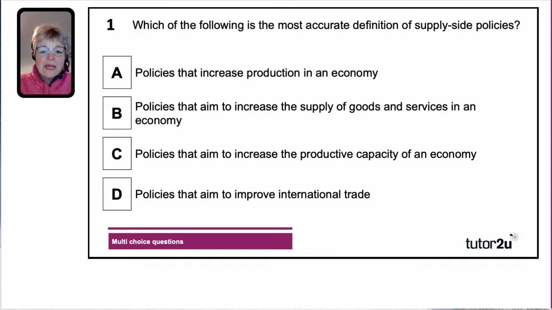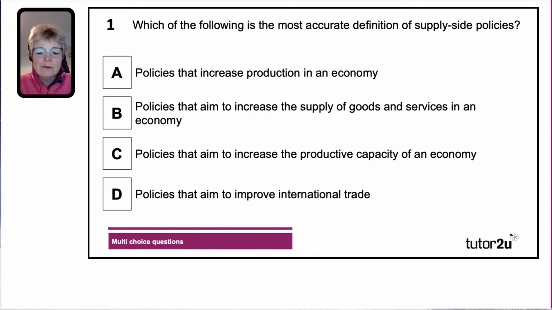Because of the little delay, I'm just going to give you a little bit of a helping hand here. It'd be very, very tempting to think A is correct: policies that increase the production in an economy. But don't be fooled. It isn't production. We're not looking at an increase in output when we look at supply side policies.